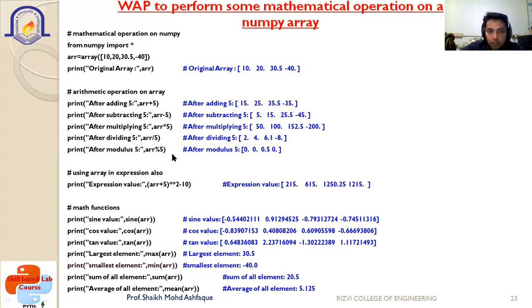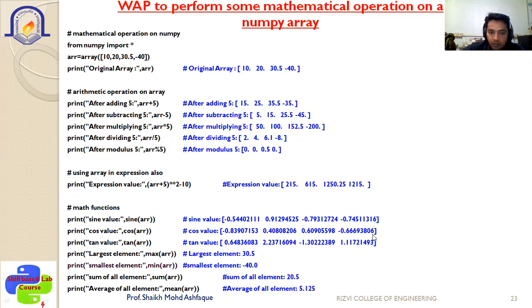If you want to perform an expression on that particular set of data, you can also do that. Print the expression arr plus, then you can use the power, then minus 10. Here you can see the value is written as per the expression you define. Similarly, you can use mathematical functions like sine, cos, tan, max. You can find the max, min, and sum of the array, and the mean or average of the array, so you can use those functions directly. Sine of arr will give the sine value of each element: sine of 10, sine of 20, sine of 30.5, sine of minus 40. You can see the data printed as the sine values.